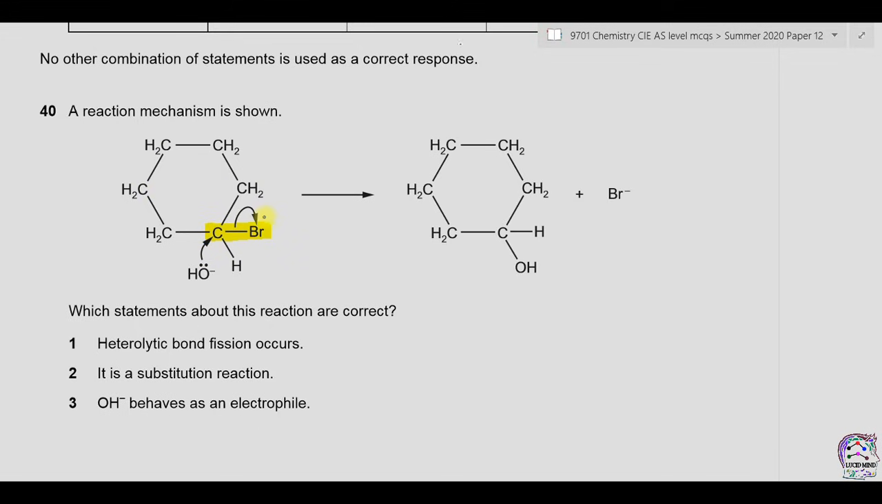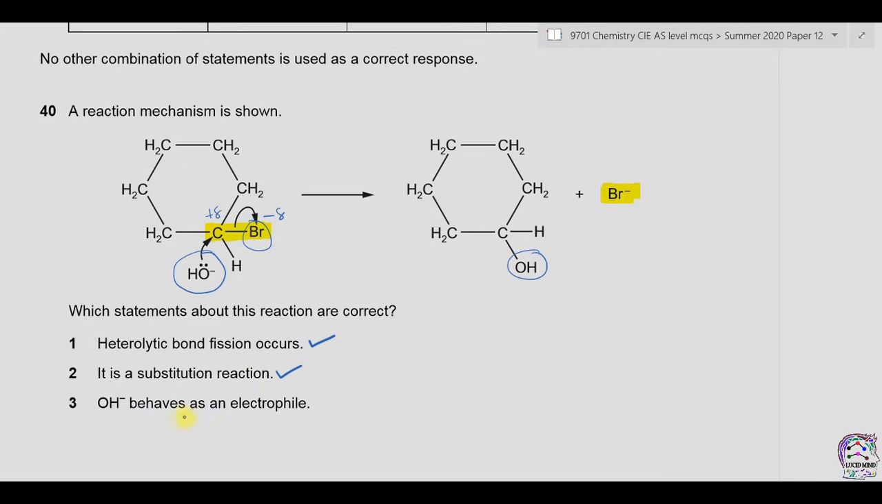Now because of the electronegative bromine atom, it will become partial negative and carbon will become partial positive and bond fission will occur. Now this is hydrolytic bond fission because bromine atom will take both the electrons that are present between carbon and bromine. So bromine is converted into bromide ions as it takes both electrons. So 1 is correct. 2 says it is a substitution reaction. As we can see that OH has replaced Br in the product. So therefore this is an example of substitution.